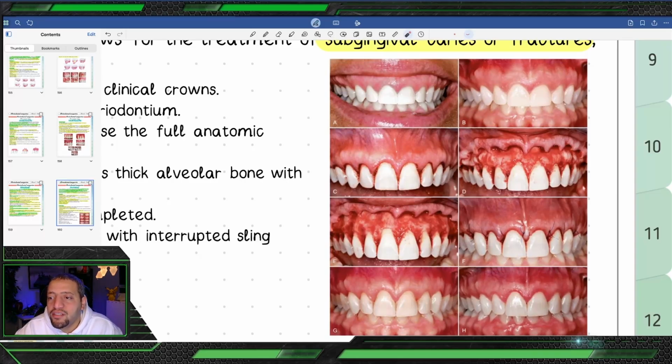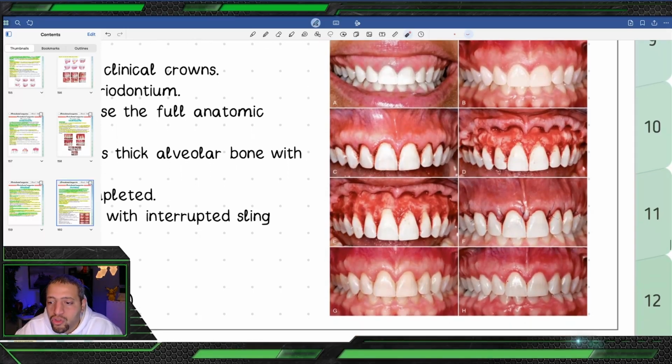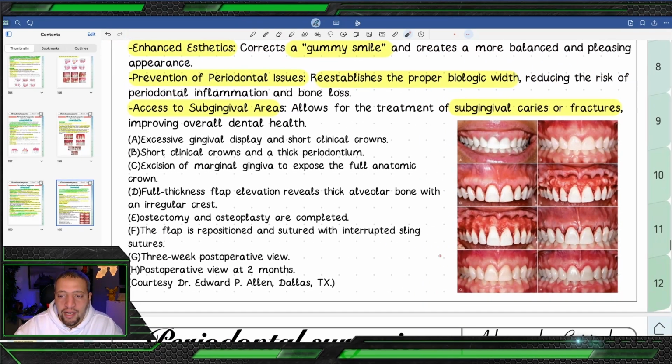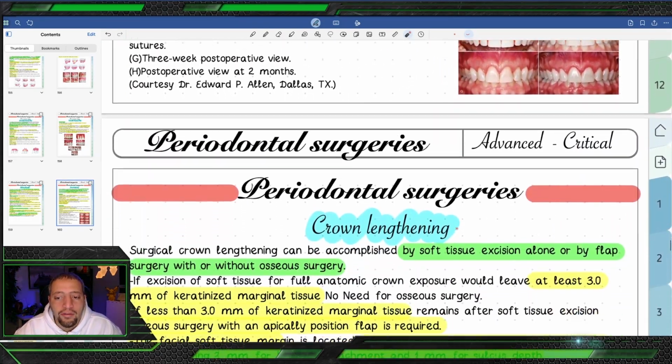Okay, so we did the incision here, which is an internal bevel incision. We reflect our flap. We remove the bone here. After removing the bone, we did the suture, and here is after the procedure. You see the crown length here is much greater than here. And the gum here was edematous, violet and inflamed, not very good. You see here the gum is healing well around the surgery location.